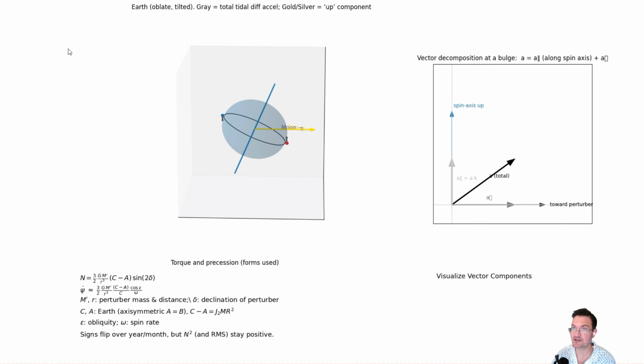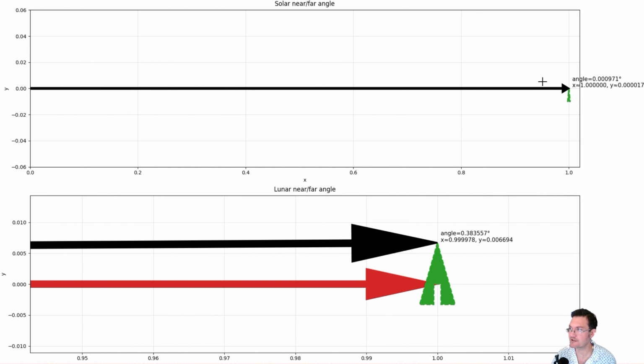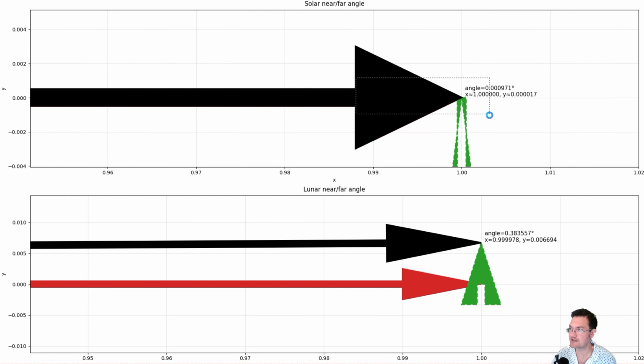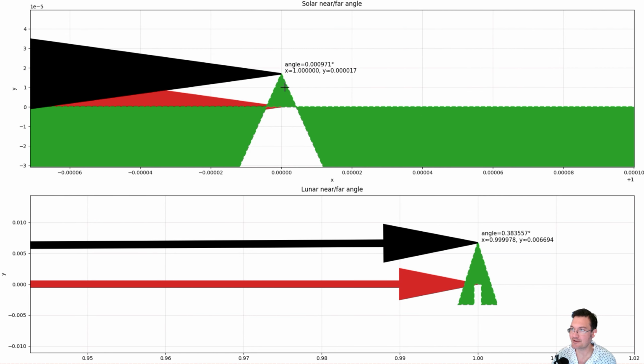So here are the actual vector components for the force. The Moon's at the bottom, and that has a 0.4 degree difference. That's represented here. And the angle out towards the Sun is 0.0009, so about 0.001 degrees off. For the Moon, we can actually see the difference in these angles, but for the Sun, you have to zoom in to see the difference in these angles and the torque being applied to the Earth. It's this component of the total force, that up-down force, that is torquing the Earth.